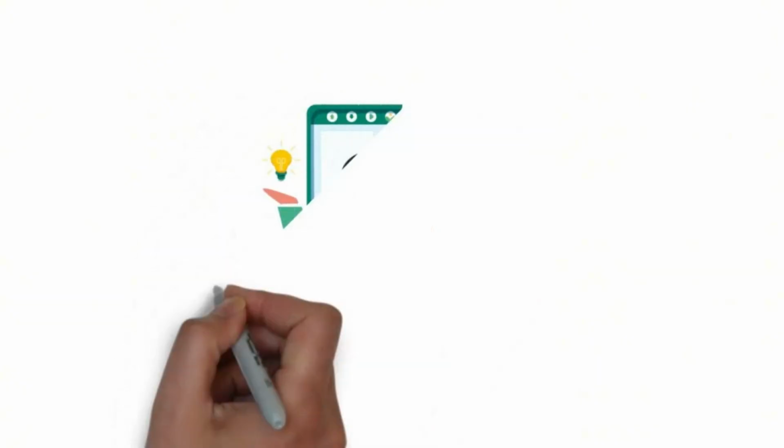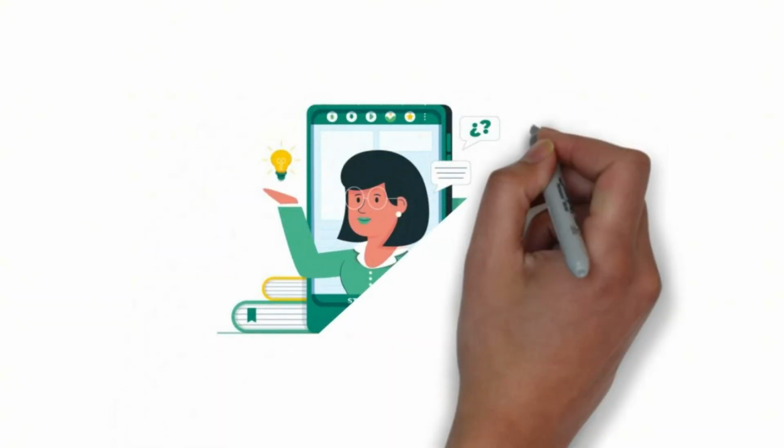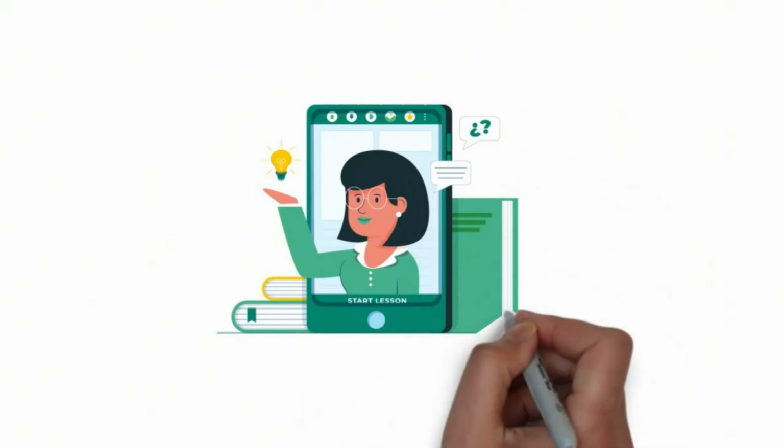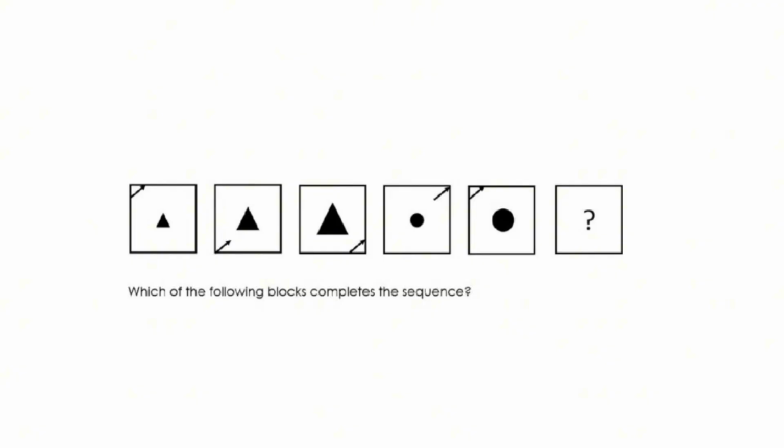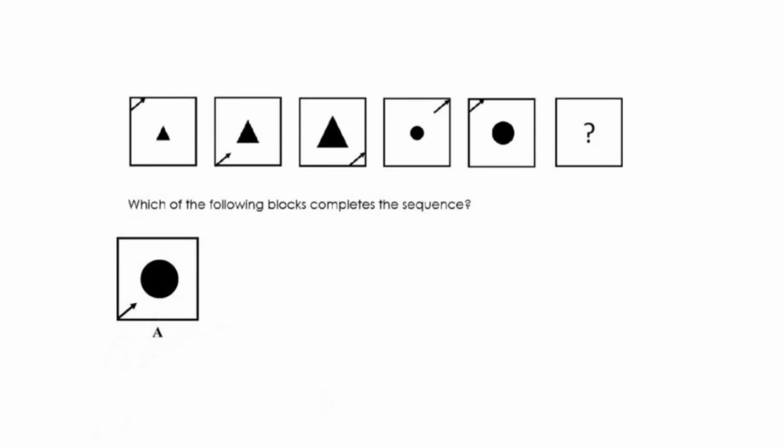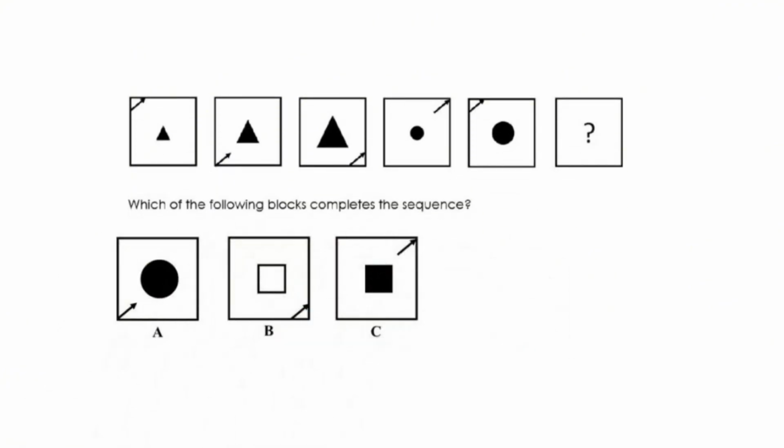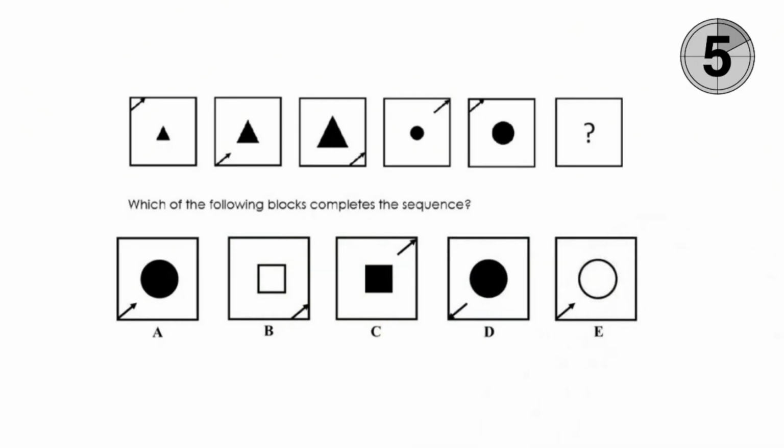Abstract or diagrammatic reasoning. You'll see abstract shapes and sequences. Your task? Spot the logic behind the movement or transformation. Tip: look for rotation, position shifts, size changes, and symmetry. Which of the following blocks complete the sequence? Option A, Option B, Option C, Option D, Option E.